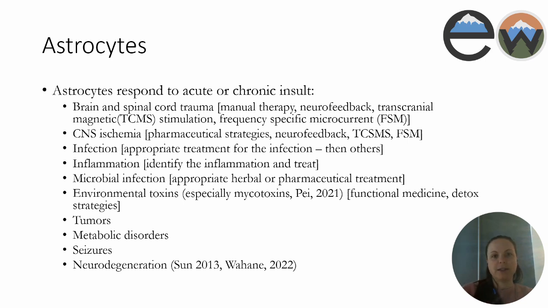So that could be working on toxin exposure and making the inflammatory load reduce, but it can also be retraining the astrocytes to just calm down as well, which would be neurofeedback, the transcranial magnetic stim, and the frequency specific microcurrent, which is a little bit more direct on reducing the neurological inflammation that happens at that level. When we're talking about infection, you need the appropriate treatment for the infection, and then others as well. So whether it's a localized infection that's happening and then what's driving it, the mast cell component, autoimmune pathologies, why is the infection still raging is the big question.